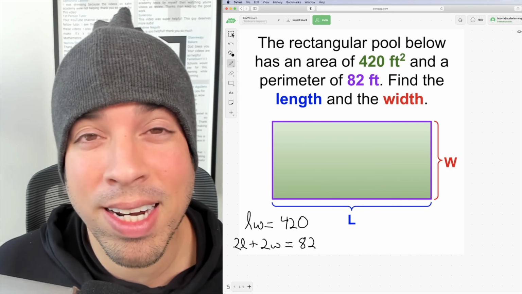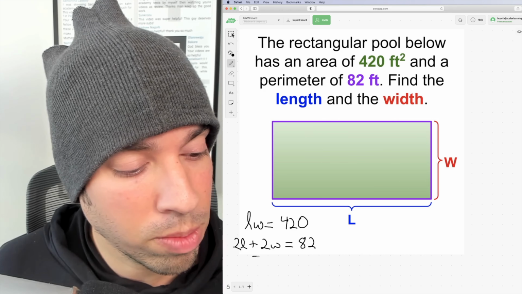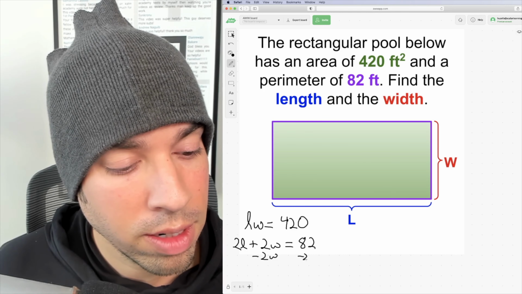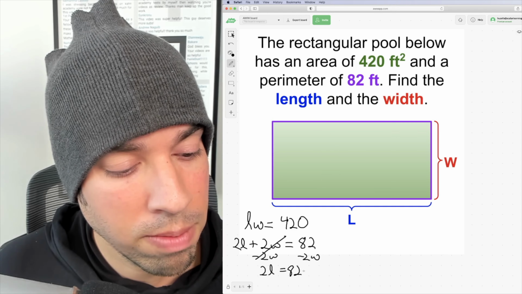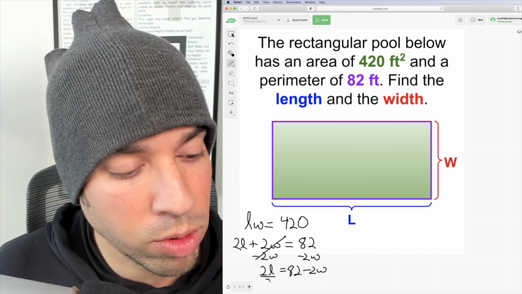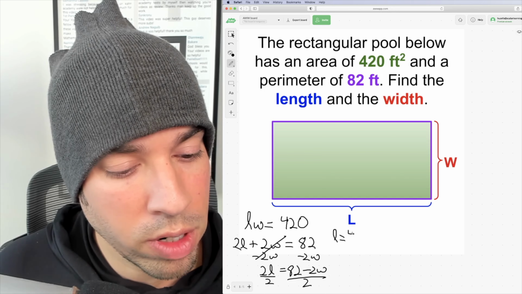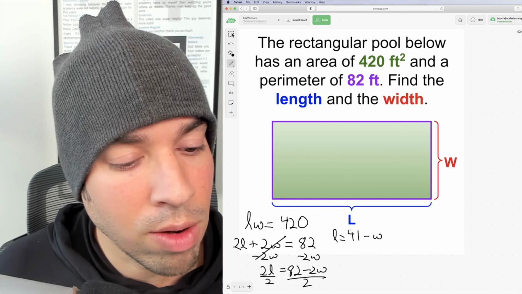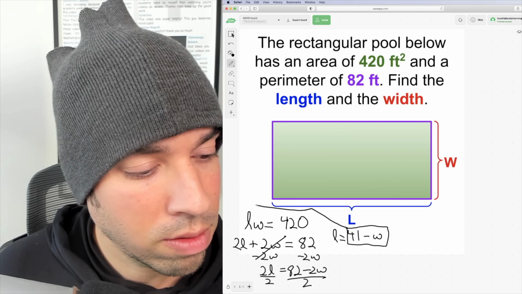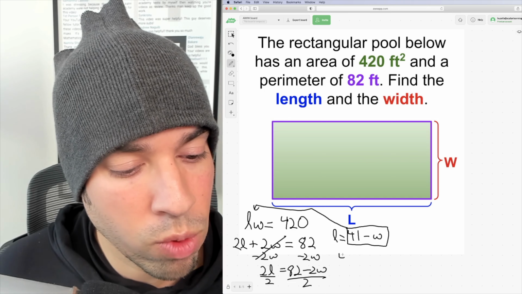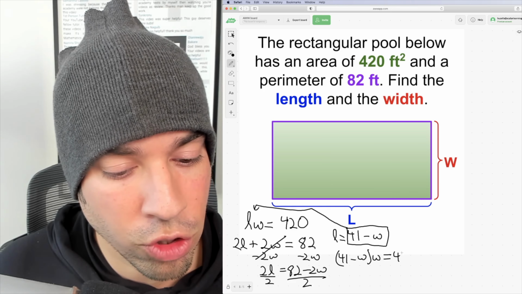Now what I'm going to do when I have a system of equations like this is choose one of the equations and isolate one of the variables. I'm going to arbitrarily choose to isolate L. So I'm going to subtract 2W from both sides, and I get 2L equals 82 minus 2W. Last but not least, I'm going to divide both sides by 2, and I get L equals 41 minus W. Now I'm going to take this value, since it equals L, and plug it in for L over here. Now I have (41 minus W) times W equals 420.